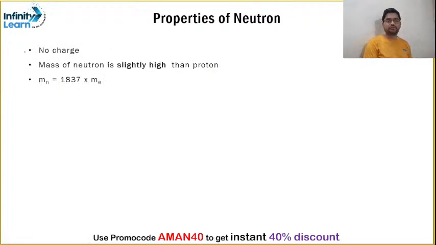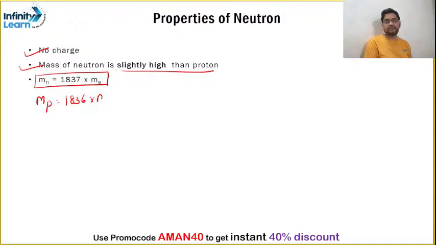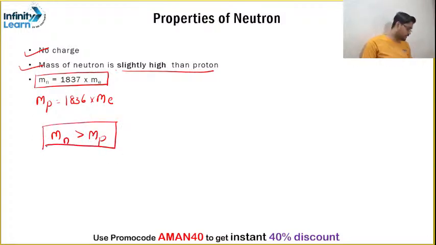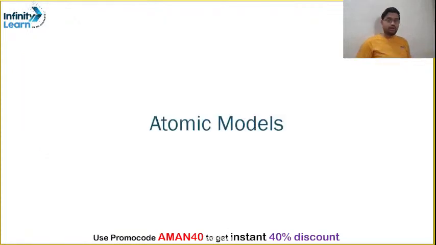Next, properties: no charge. The mass of the neutron is slightly higher than the mass of the proton, and that can be proven by the fact that the mass of the neutron is 1837 times the mass of the electron, whereas the mass of the proton is 1836 times the mass of the electron, and hence that proves that the mass of the neutron is slightly more than the mass of the proton. Clear?